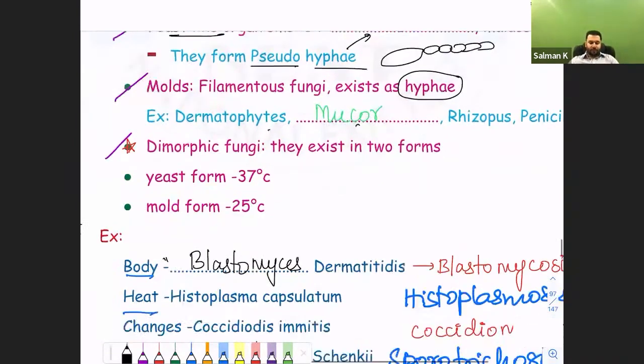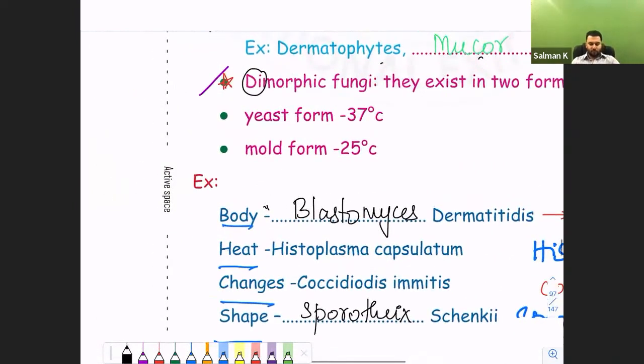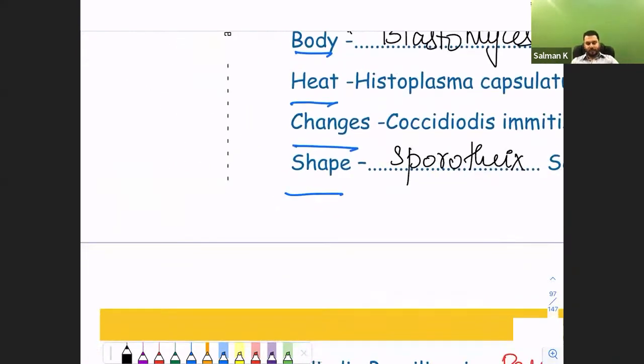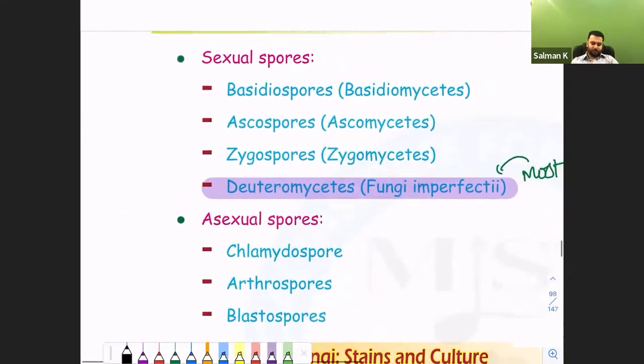Done. Dimorphic fungi. Listen to me. Dimorphic fungi exist in two forms. What are the two forms? Yeast also, mold also. But when are they going to change their shape? Based on the temperature. When they are outside the body in the environment, they are in mold form, and when they come in the human body, they change to yeast form. Now there is one mnemonic: body heat changes shape pretty perfectly, that you have to look at later on. Anyway, when we learn certain appearances, you will know these points.